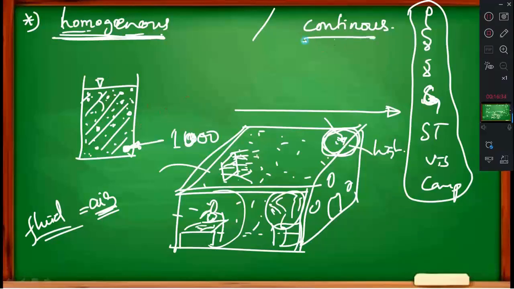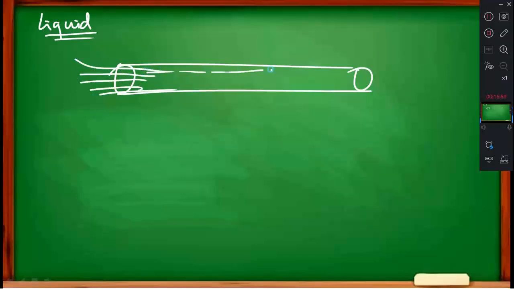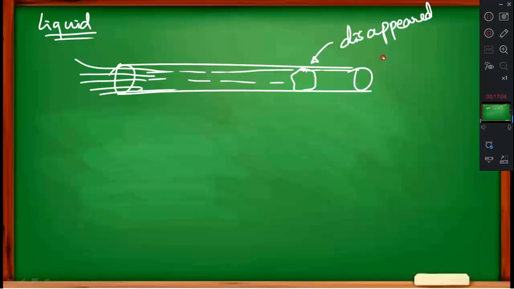The second one is continuous. Most of the time all liquids are continuous. What is the meaning of continuous? I am going to tell you. Let us consider this is one pipe, the water is coming like this and water is moving like this. At a particular section, let us consider the water disappeared. Is it possible? No, because it is moving.